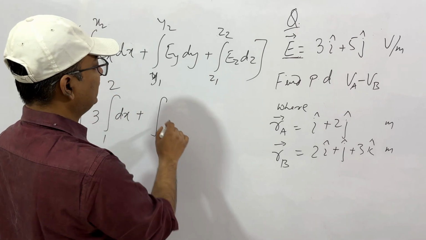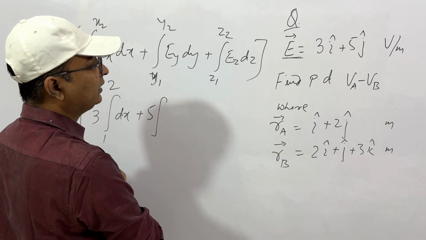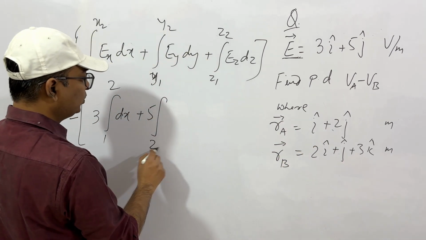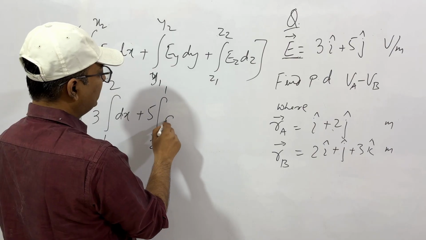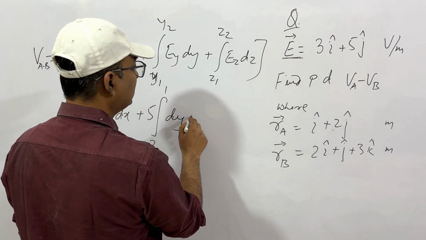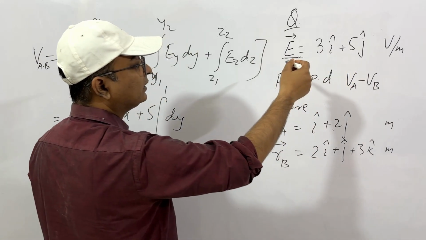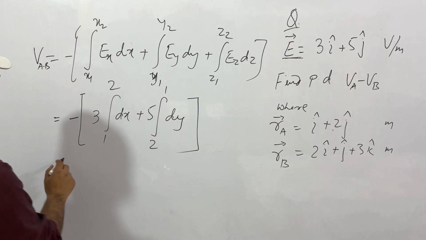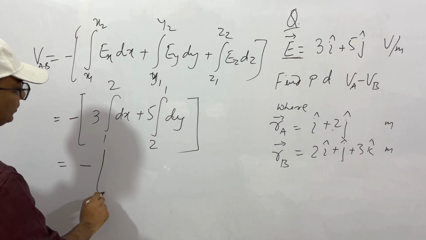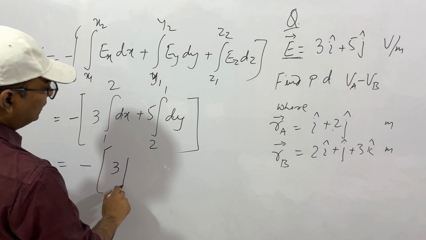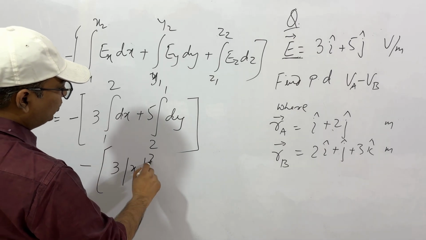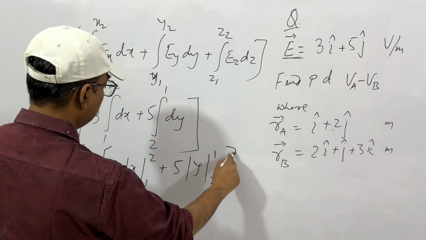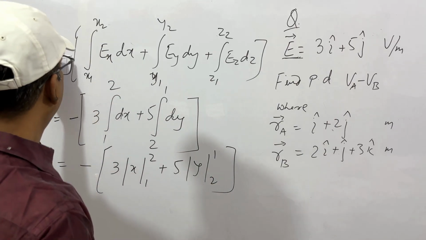Plus y1. First of all, what is Ey? Ey is 5. I'm taking it out. And then y1 is 2 and the j component is 1, so it is from 2 to 1, and we have dy. What about z? We don't have electric field intensity in the z direction, so it will be 0. So it is up to this only. What we get is 3 times the integral from 1 to 2, plus 5 times the integral of y from 2 to 1. Clear? I'm rubbing this.